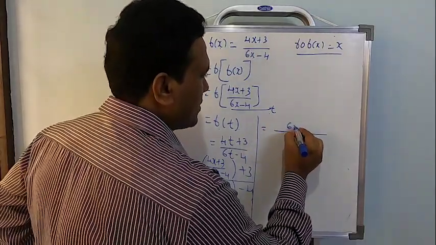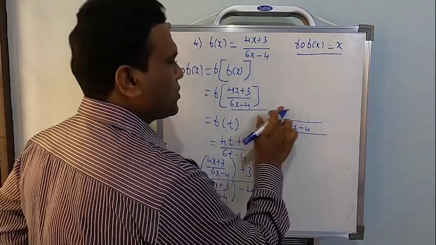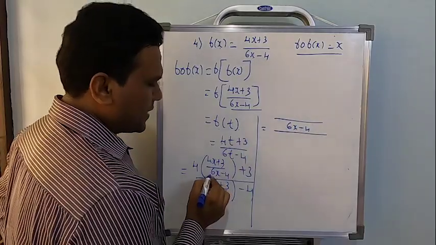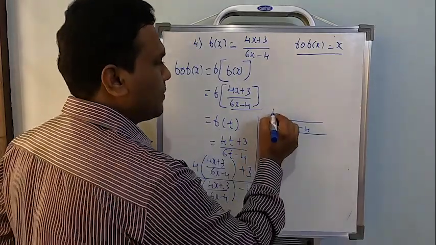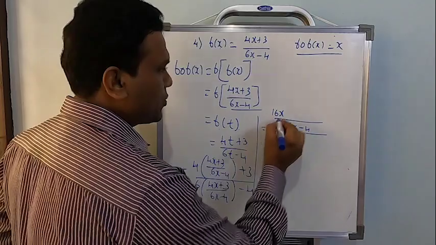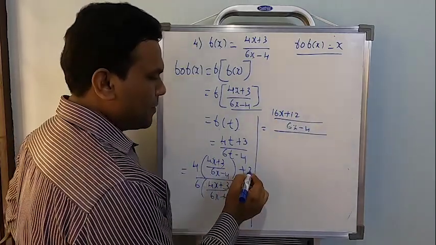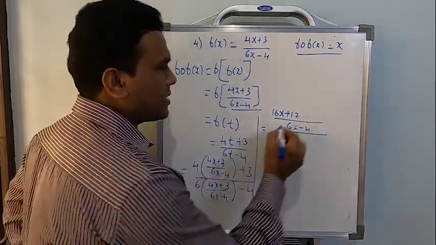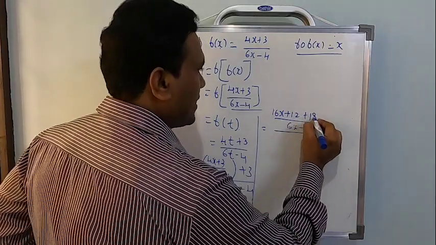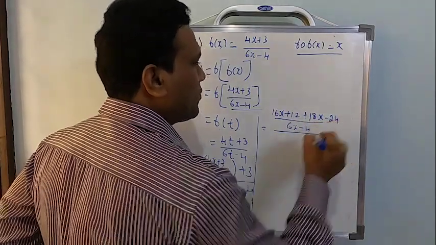So this will be 6x minus 4. So what will the numerator become? If 6x minus 4 is the LCM, the numerator will be 16x plus 12. I'm going to multiply directly, right? Plus 3 multiplied by (6x minus 4). So it's going to be 18x minus 12.